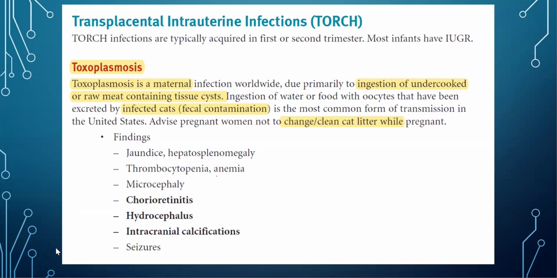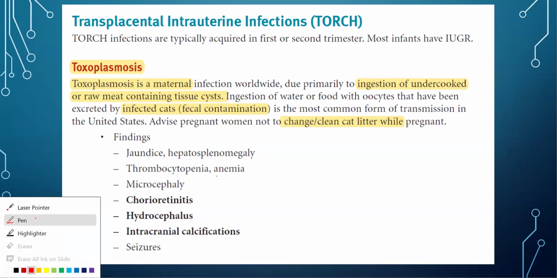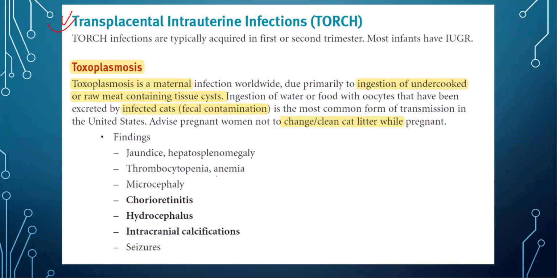Okay, so that's all about neonatal jaundice. Now we are moving on to TORCH infections, which are transplacental intrauterine infections. These are the infections which can transmit from the mother to the baby.